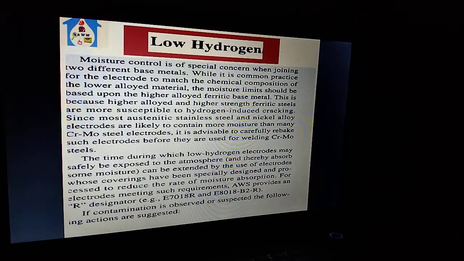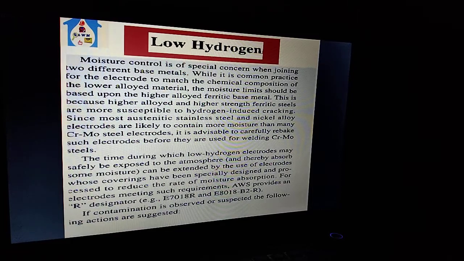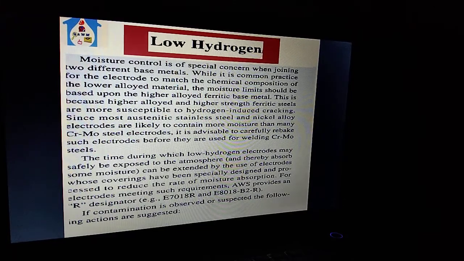Moisture control is of special concern when joining two different base materials. While it is common practice for the electrode to match the chemical composition of the lower alloy material, the moisture limit should be based upon the higher alloying ferritic base metal. This is because higher alloyed and higher strength ferritic steels are more susceptible to hydrogen induced cracking.